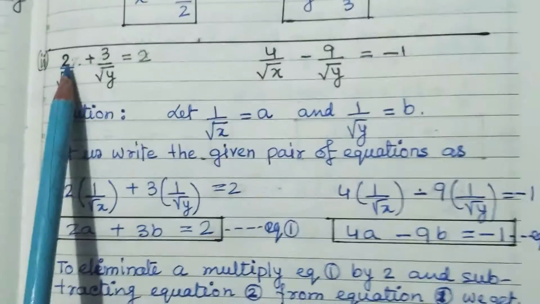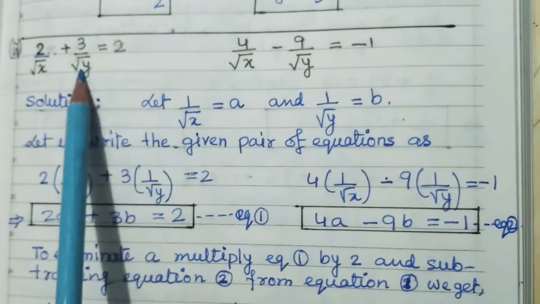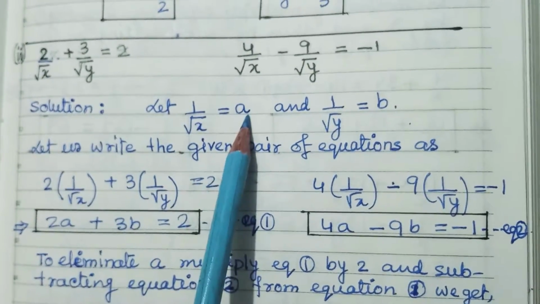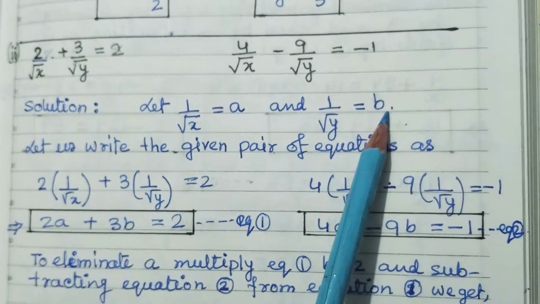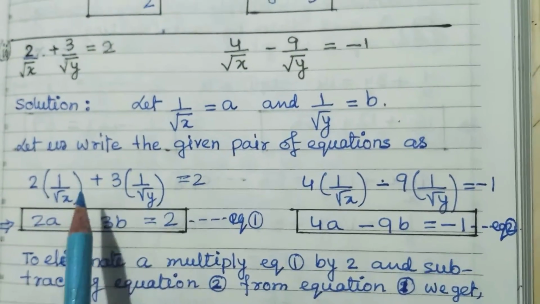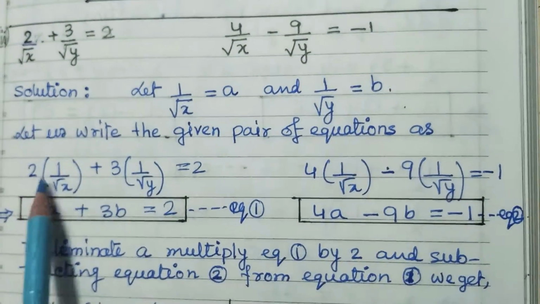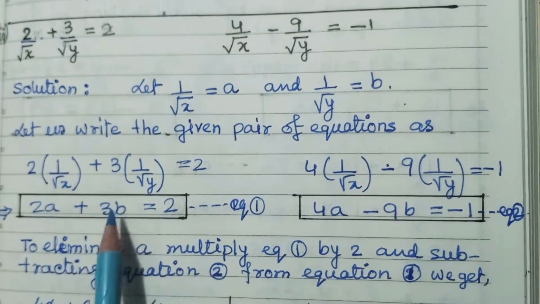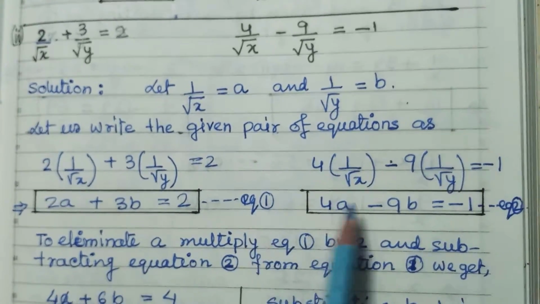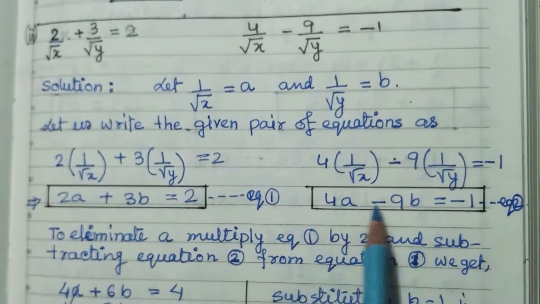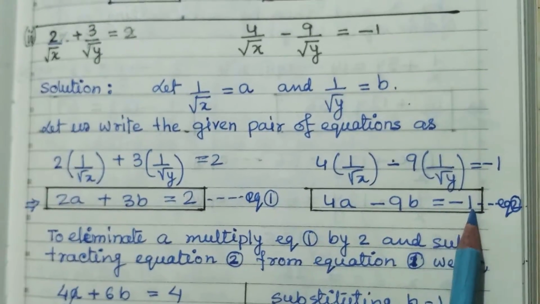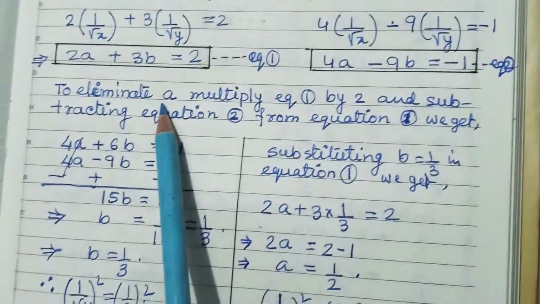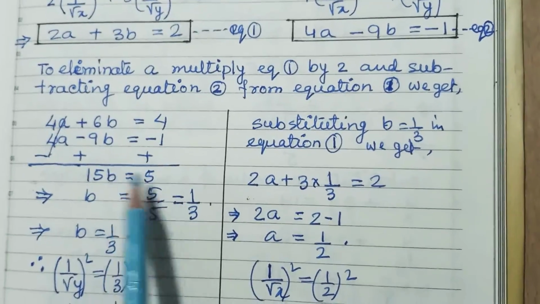Next question is 2/root x plus 3/root y equals 2. So you have to take 1/root x equals a and 1/root y equals b. Now write this equation as 2 into 1/root x plus 3 into 1/root y equals 2. So it is 2a plus 3b equals 2, the first equation. Similarly, the second equation is 4a minus 9b equals 1. Now these two equations we can solve by the elimination method, or any method you can take. I have done it by the elimination method.